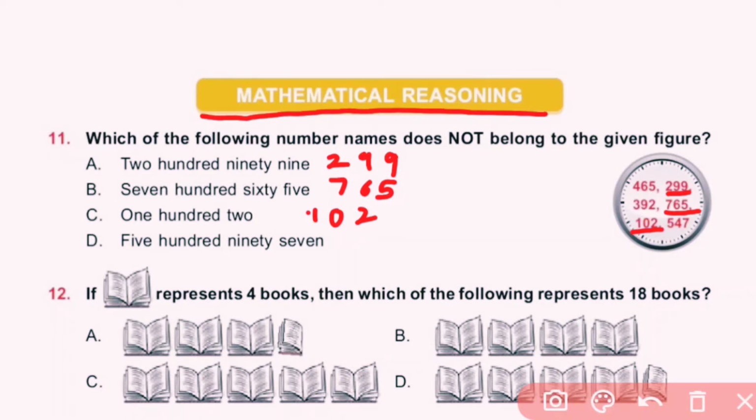It belongs to the given figure. 597. 597 is not belong to the given figure. So D is the correct answer.